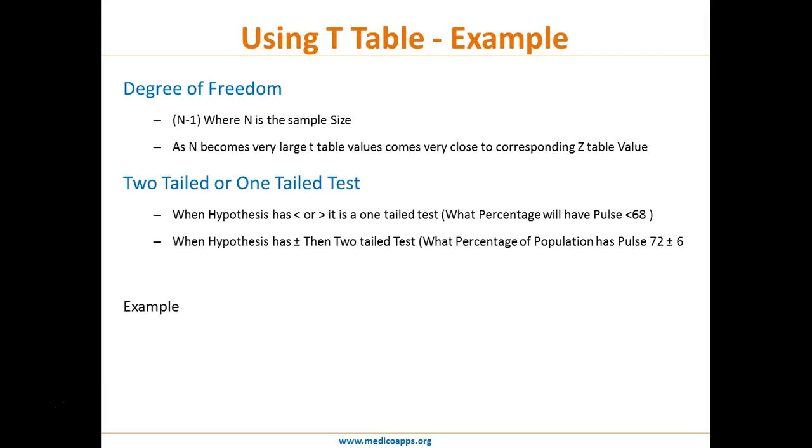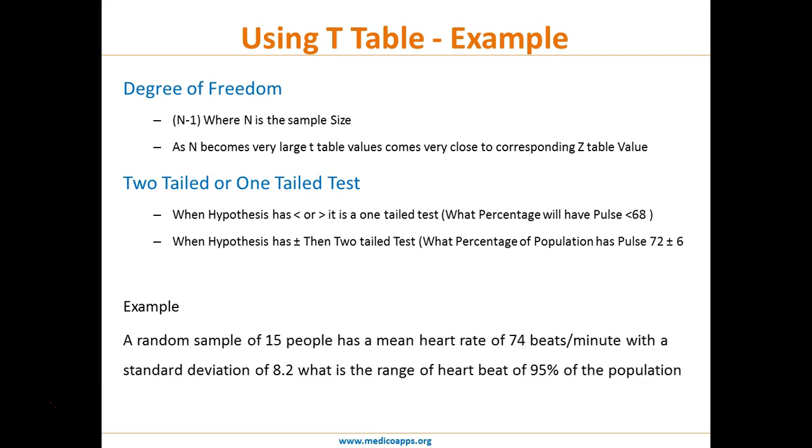Now, as I told you, let's move to an example. A random sample of 15 people has a mean heart rate of 75 beats per minute with a standard deviation of 8.2. What is the range of heartbeat of 95% of the population? This example will demonstrate the beauty of inferential statistics. You went on a street, picked up 15 people, and took their mean heart rate, and it came out to be 74 beats per minute.